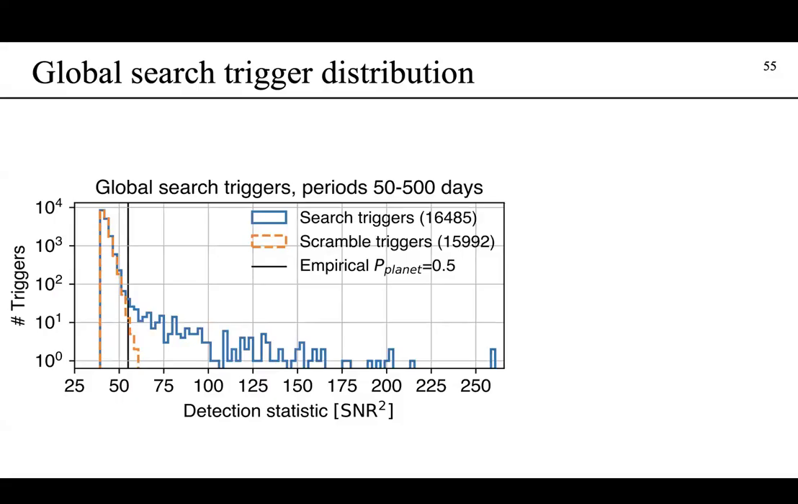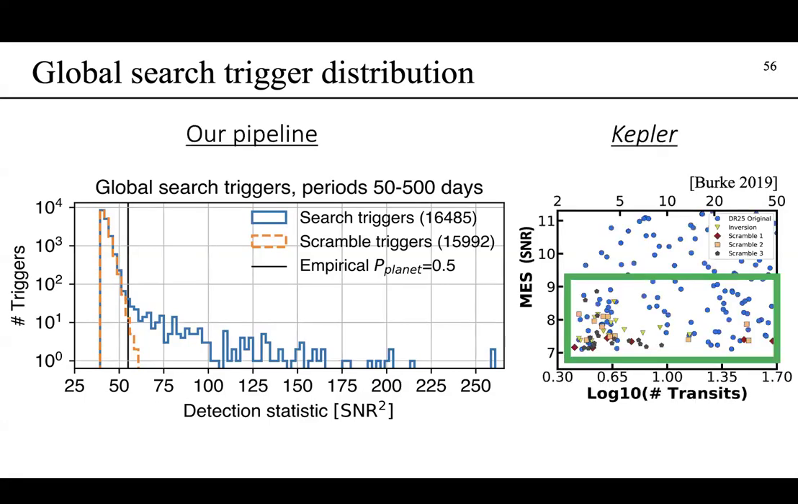When we ran our search over the entire Kepler data, we got this distribution of detection statistic in units of signal to noise squared. And when we scrambled all of the Kepler data, we got this orange thing. Now we can compare it to the Kepler that we saw before. So you see that for 8 and for 9, we're still highly contaminated. 8 and 9 are in our units 64, which is somewhere here. So at 64, basically, we don't have any orange. We don't have any contamination from the scramble search.